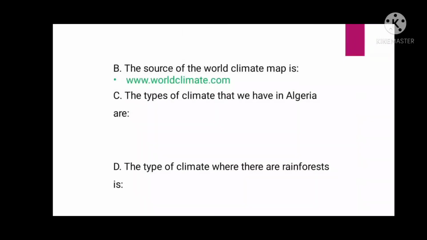So the different climate areas that we have in Algeria, first we have warm temperature. Of course, warm temperature, وهو المناخ المعتدل. Alright, desert, مناخ صحراوي, because we have the desert of Algeria, moving south Algeria. Moving to question D, identify on the map the climate areas where you have rainforests. Of course, the type of climate where there are rainforests is the tropical climate, المناخ الاستوائي.